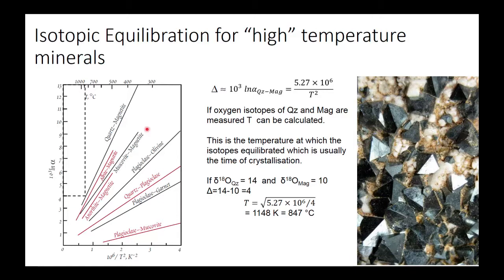So the example maths here doesn't really matter, but just as an example, we could be using quartz and magnetite. We could measure the oxygen isotopes between those two. Okay, so that gives us a difference of 4 per mil. So that's this delta value here. We know that's equal to 10 to the 3 log alpha. So we know that 4 is that number there, and that must equal this. We can rearrange that to give us temperature.